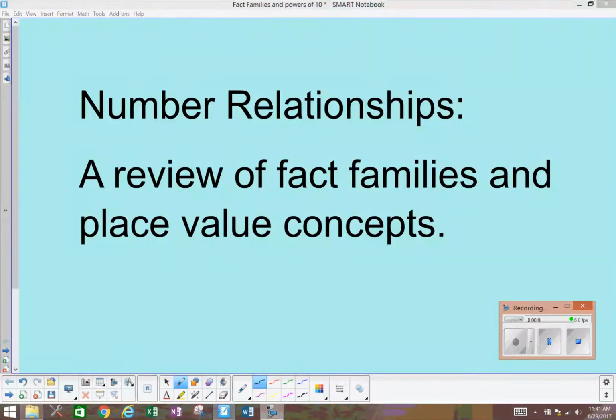Today we're going to be talking about number relationships. This is a review of fact families and place value concepts. Fact families and place value concepts are things that you've learned a long time ago. They're things that you may have learned so long ago that they're almost automatic now. But we're going to ask you to think through these again so that we can extend and apply them a little differently.